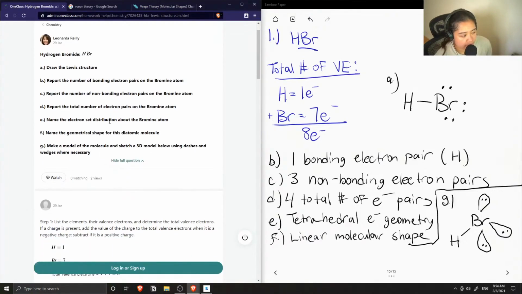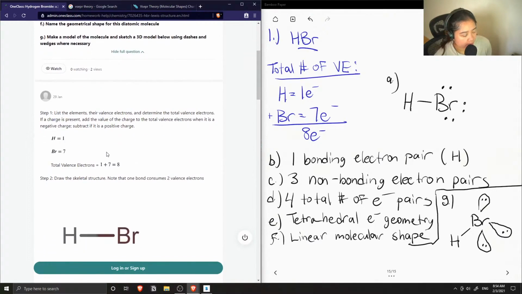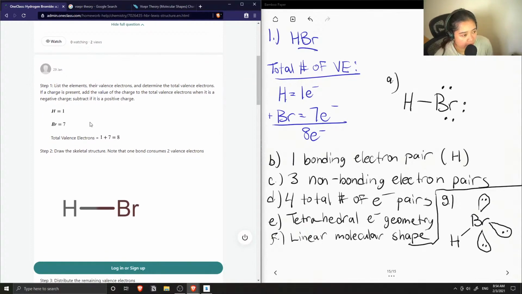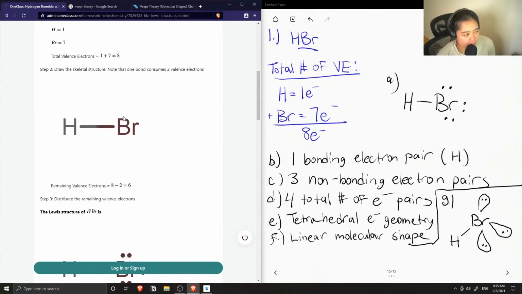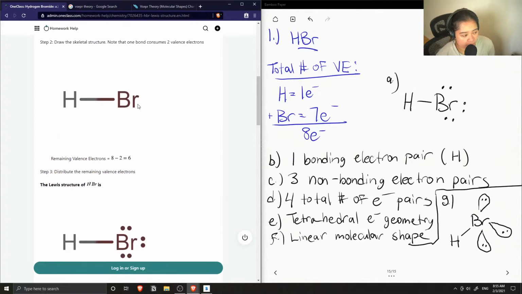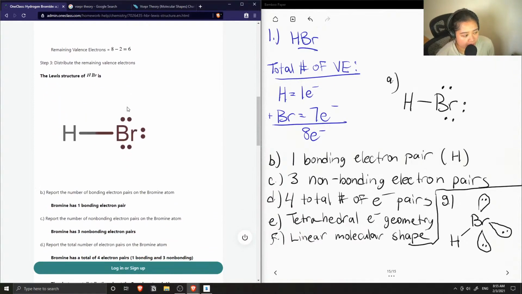Okay, so now let's see what the junior tutor said. Step 1 is to list the elements, their valence electrons, and determine the total valence electrons. If a charge is present, add the value of the charge to the total valence electrons when it's negative, subtract if it's a positive charge. So we have a total of 8. Step 2 is to draw the skeletal structure, and note that one bond consumes 2 valence electrons. Okay, so they drew only the single bond and wrote 2 out of the 6, and for the remaining 6 they put on the bromine.